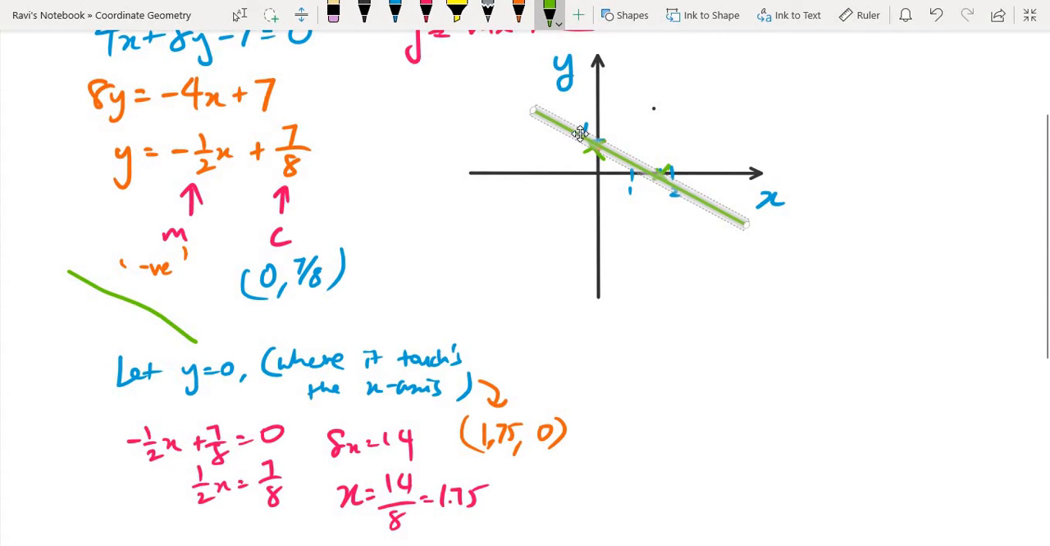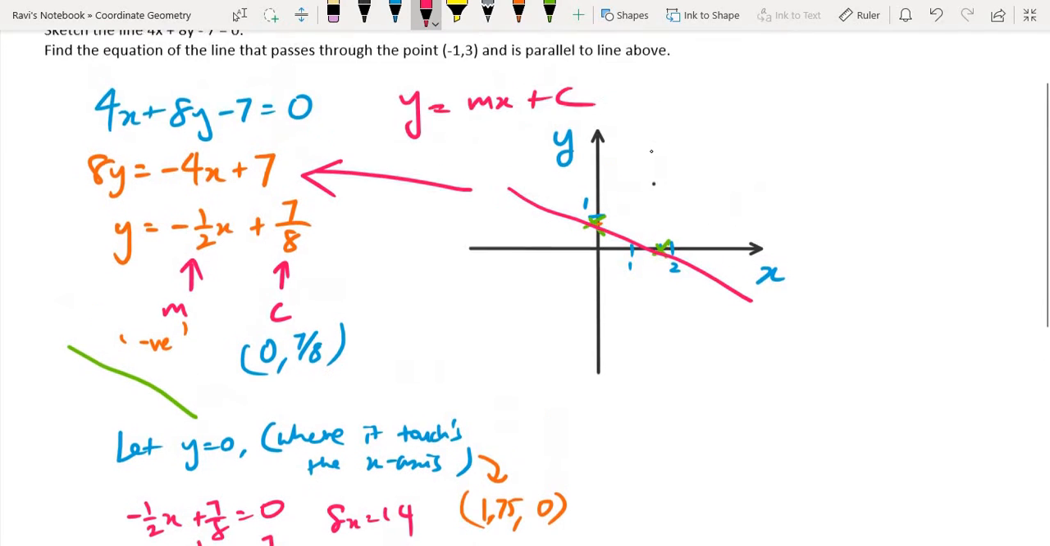Maybe I'll just do a freehand sketch. I think it's easier. The line is going to look something like this. Imagine that it's a straight line. This is basically the line that represents this equation here. So that is the first part, sketching the line.